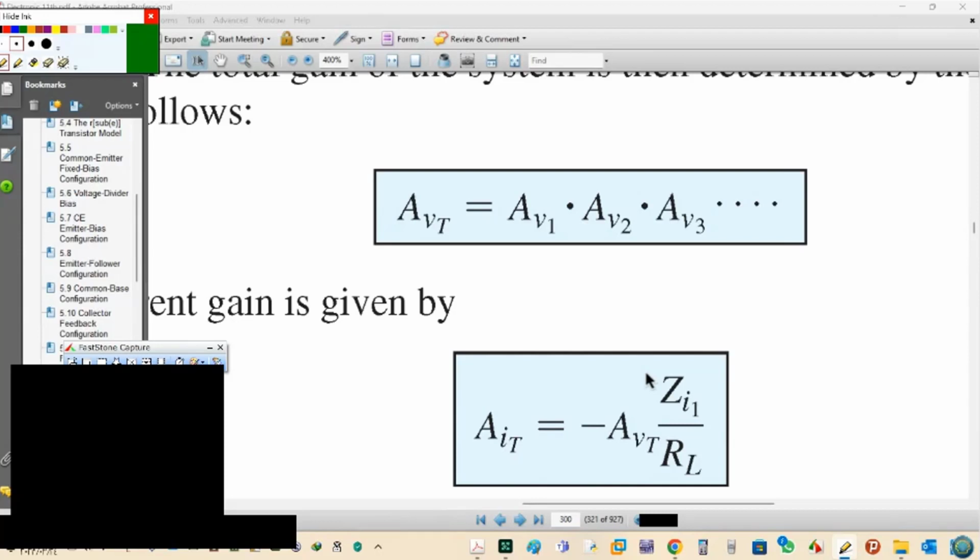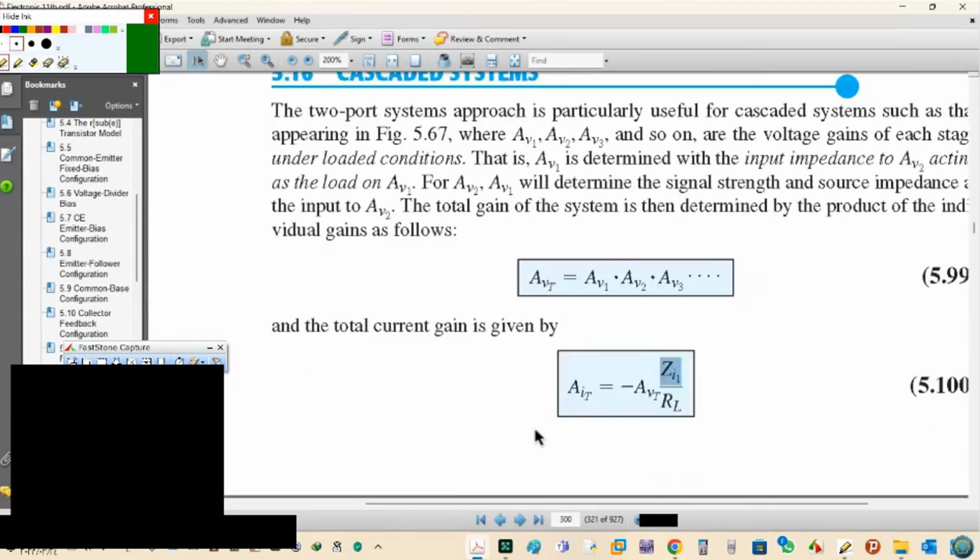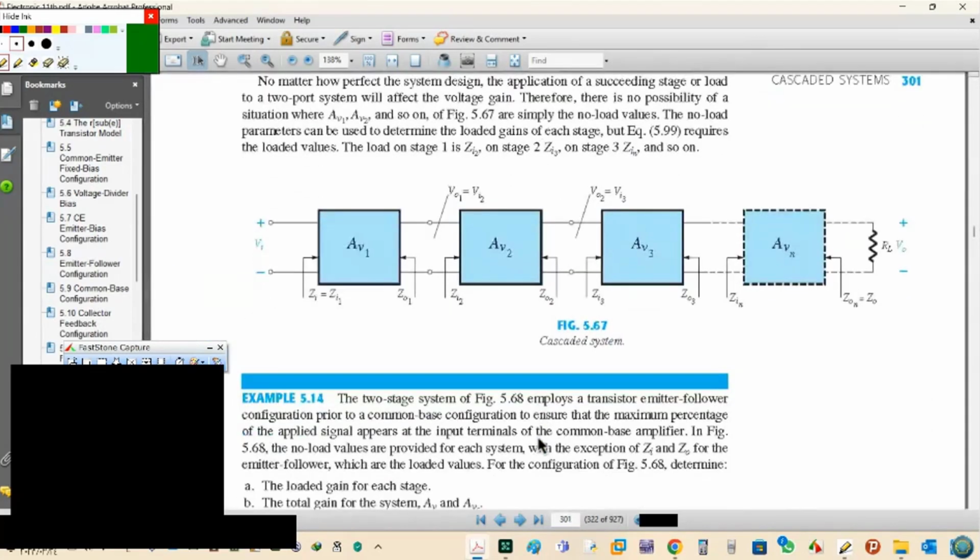Now let's start to calculate or use this one. Again, AI is minus AV total times the first input over the last output, that is, first ZI over last RL. Okay. Now let's just take an example.